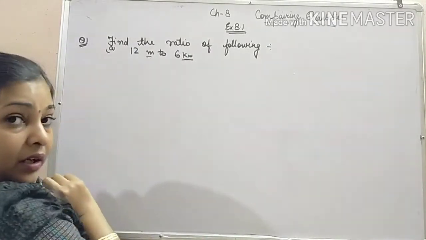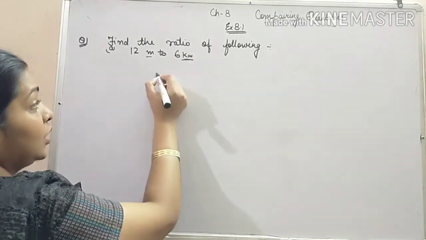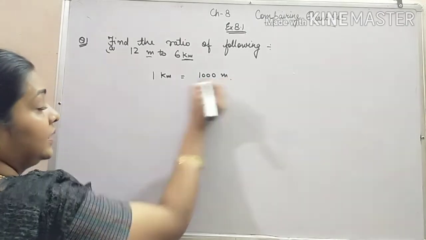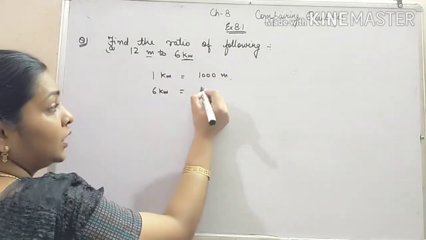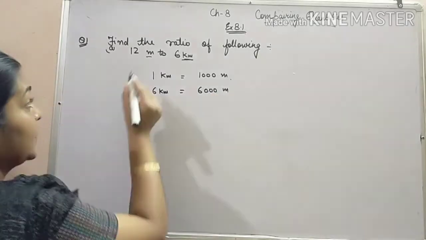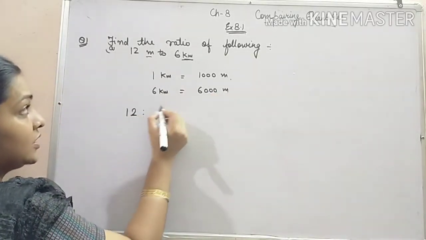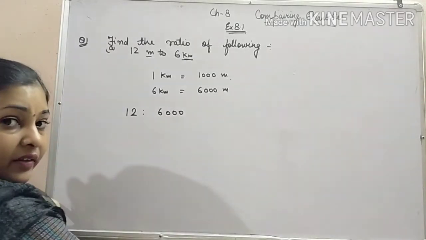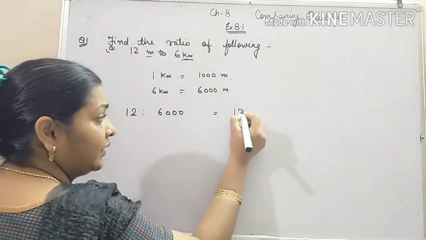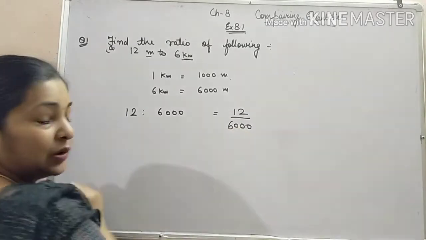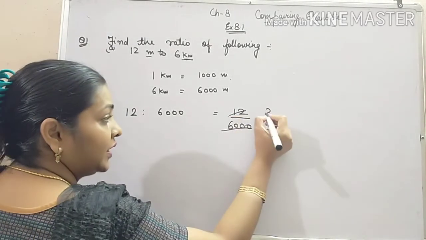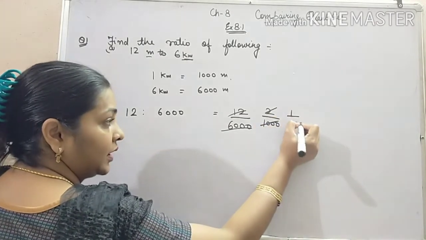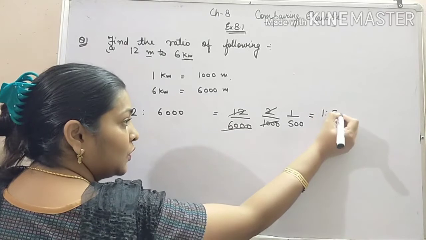Here meter and kilometer are given. That means you will convert kilometer to meter, and 1 kilometer is equal to 1000 meter. Therefore, 6 kilometer will be equal to 6000 meter. Now you have to find the ratio 12 is to 6000. Now either divide it simply or you can write it in fraction as well to make your calculation easy. Both can be divided by 6. It will be 2 by 1000, 1 by 500. So the new ratio is 1 is to 500.